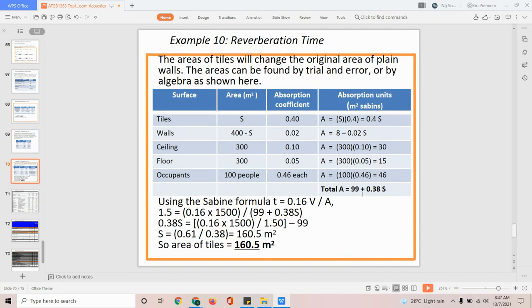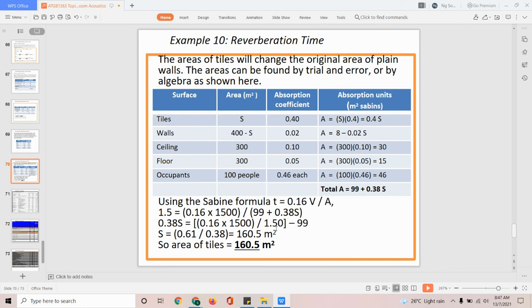Based on the available information there, you can actually solve the question because you're given the time and also the volume. So you can substitute the area into the formula and then you end up with this equation.